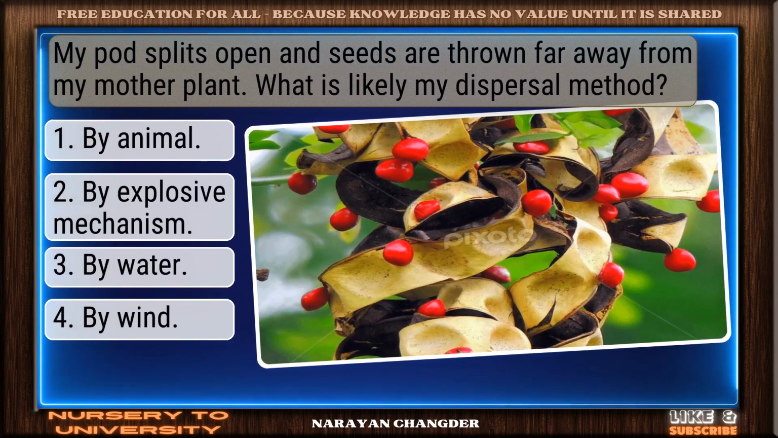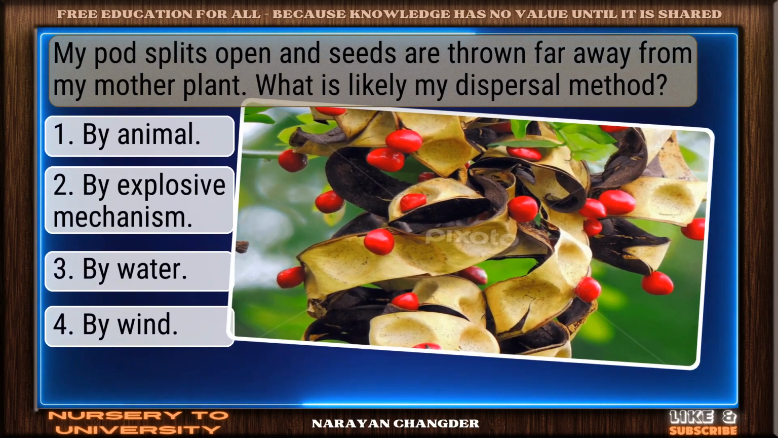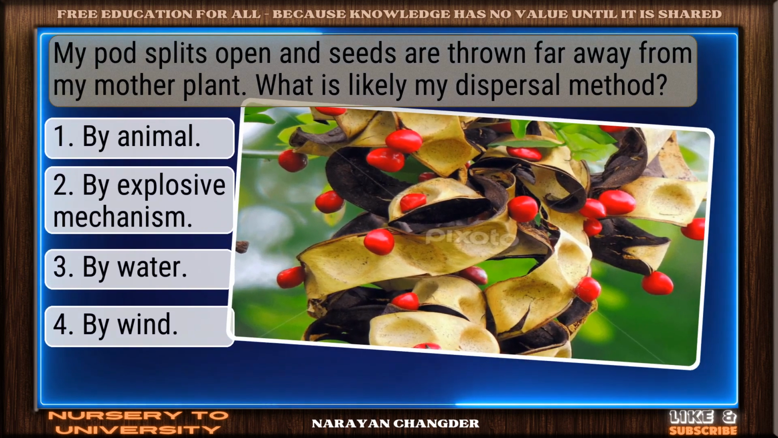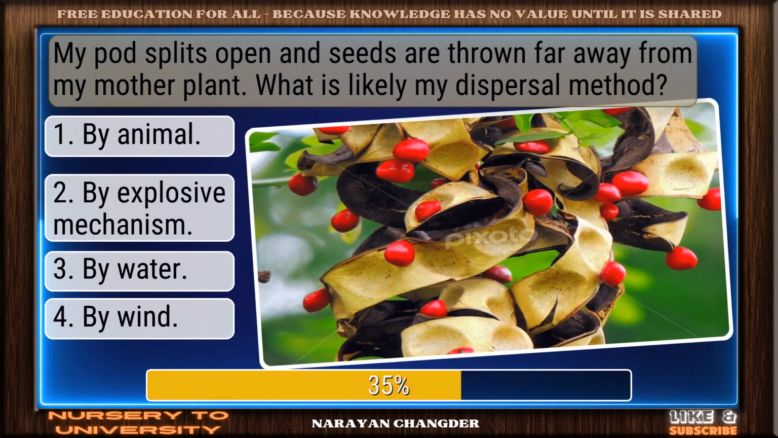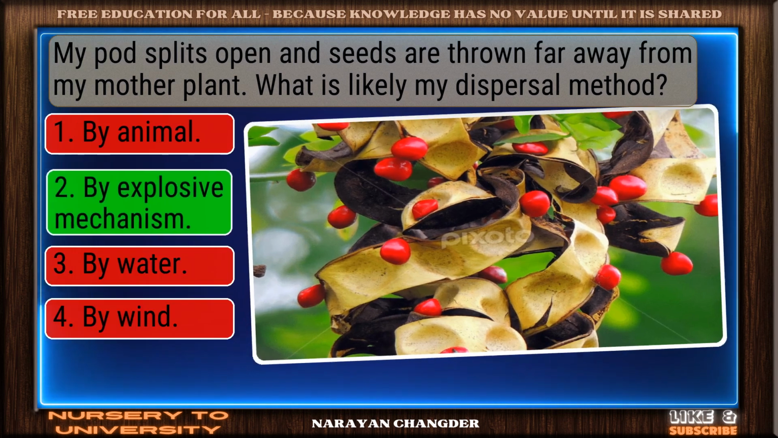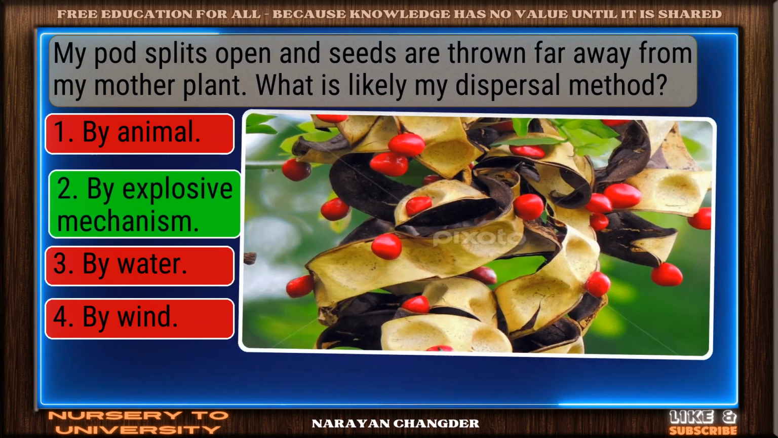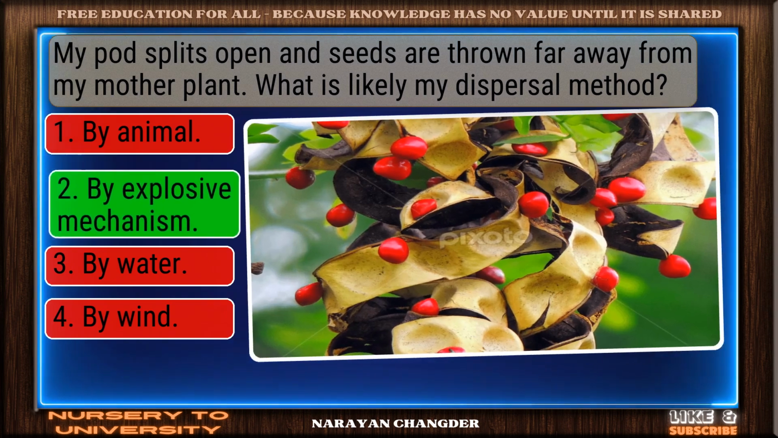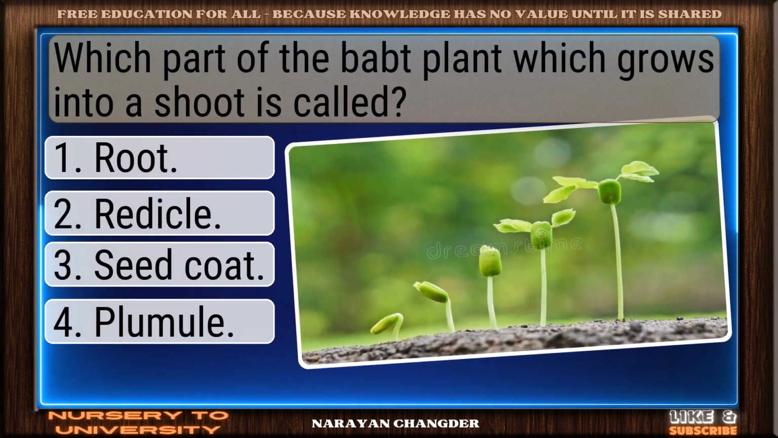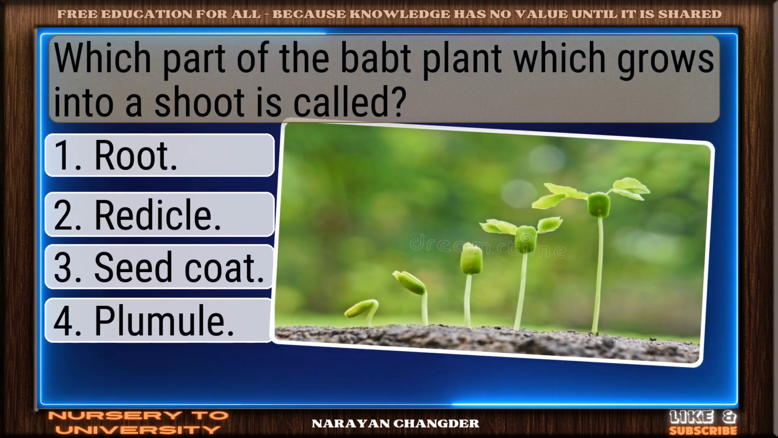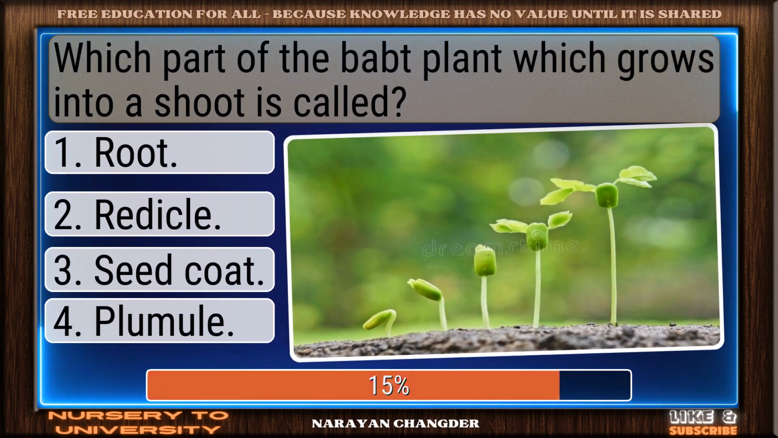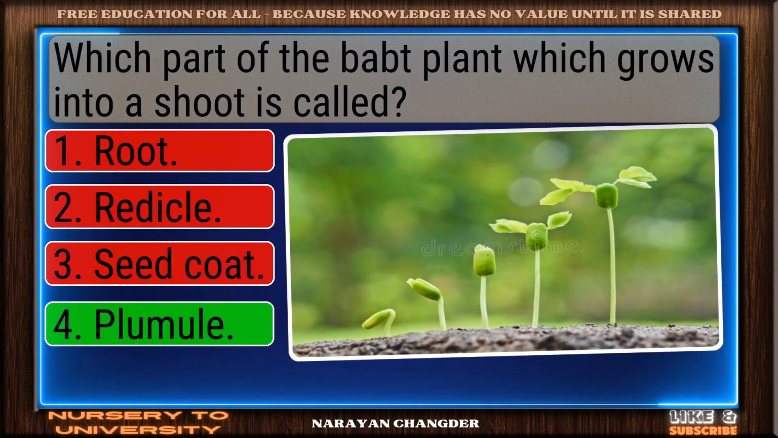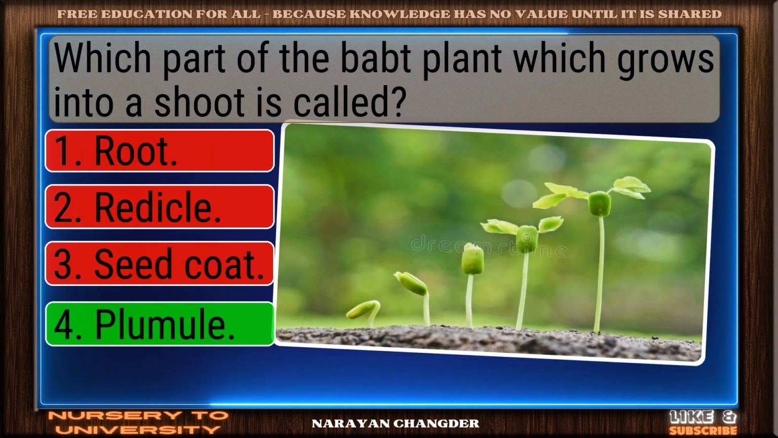My pod splits open and seeds are thrown far away from my mother plant. What is likely my dispersal method? Clear logic. Your choice, explosive mechanism, is sound and 100% true. Which part of the baby plant which grows into a shoot is called? Smart pick. Plumule is the correct choice.